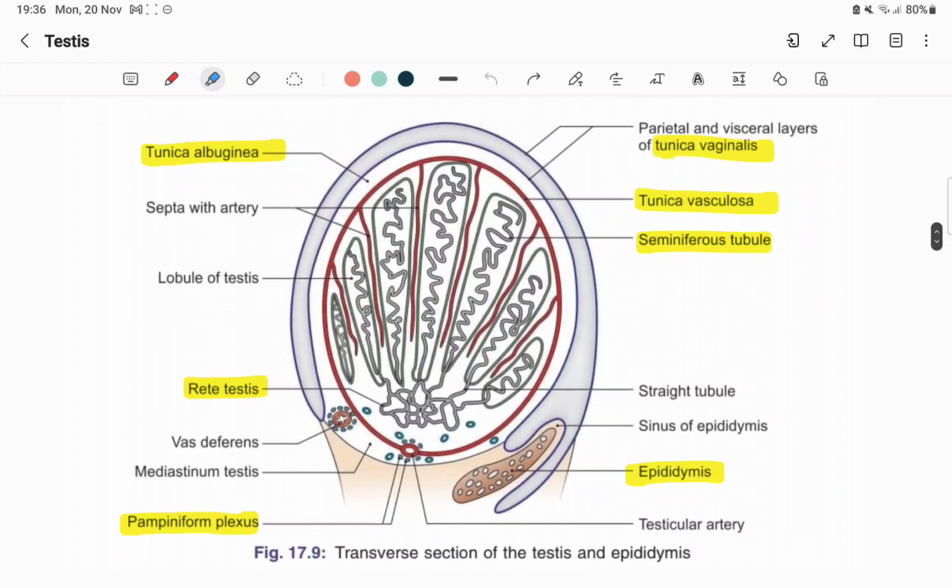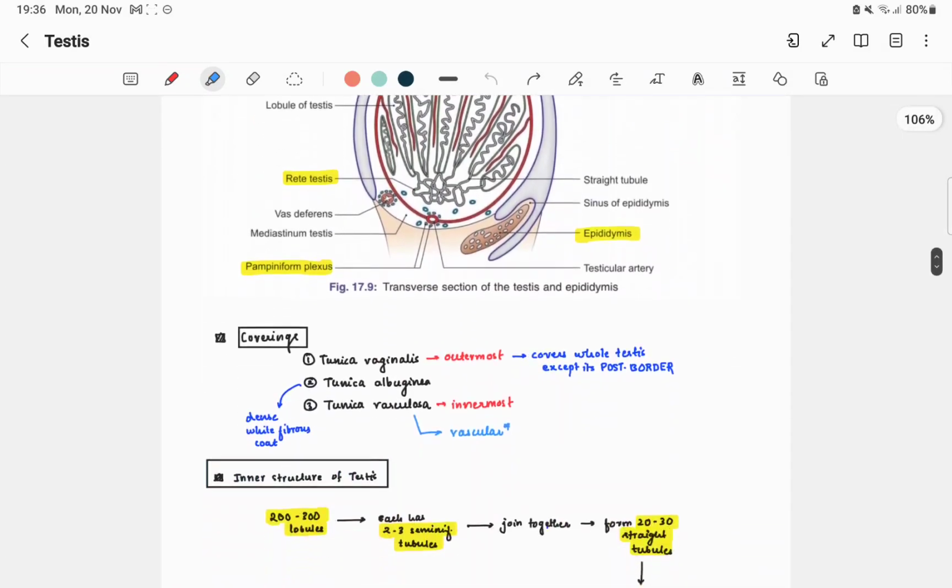Okay, so if there is a transverse section of the testis and epididymis, you can see what the things that are formed are. You can take a screenshot of this also. I'm not going into much detail here.